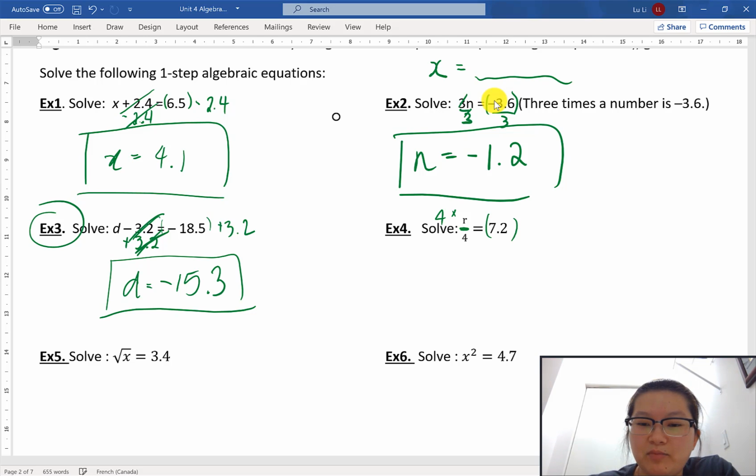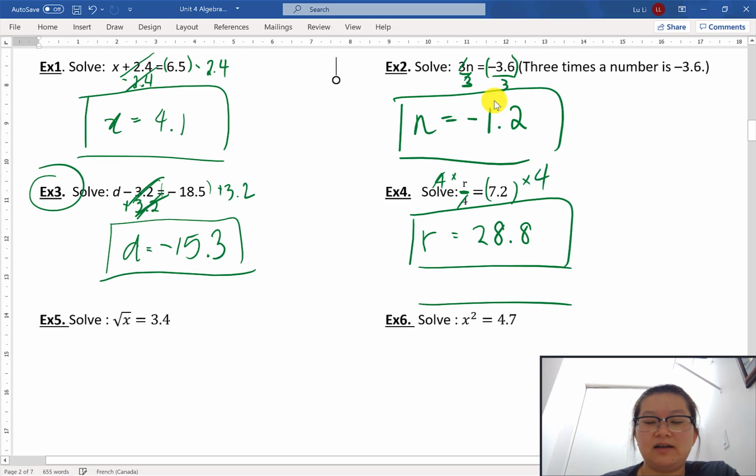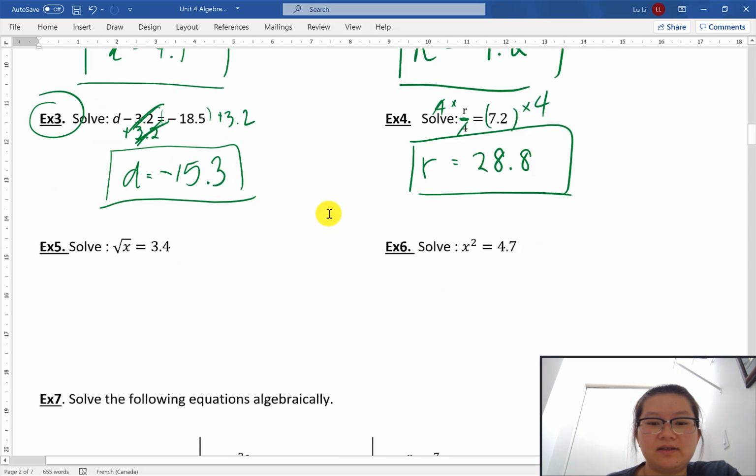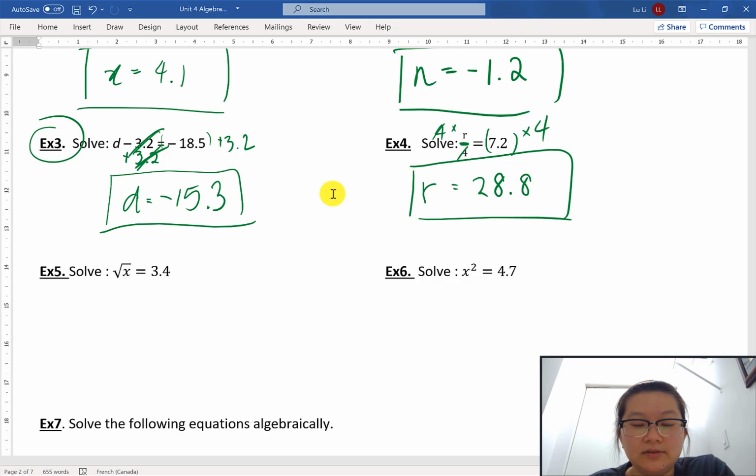And remember, I'm going to just keep bracketing this just to always remind you that you're doing the operation to the entire side of the equation. So the 4s cancel because one is on top, one on the bottom. I get r is equal to 7.2 times 4. That's going to be equal to 28.8, if I've done my mental math right. Okay, so I'm going to go down. And then the last set of examples involve squaring and taking the square root. So I will do example 5, you do example 6.